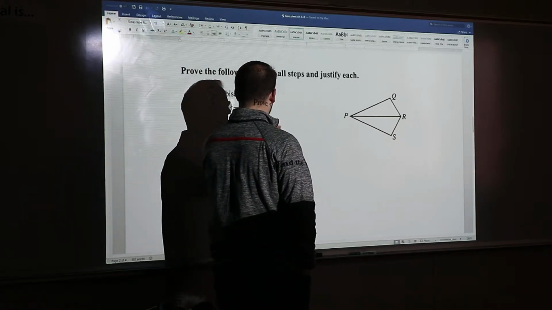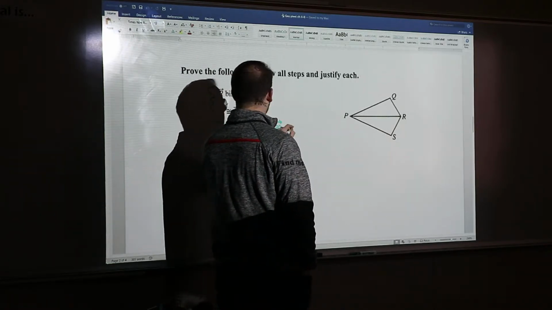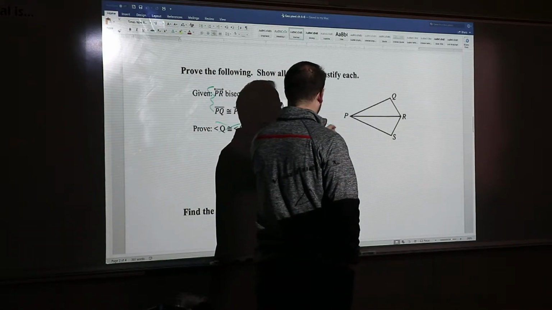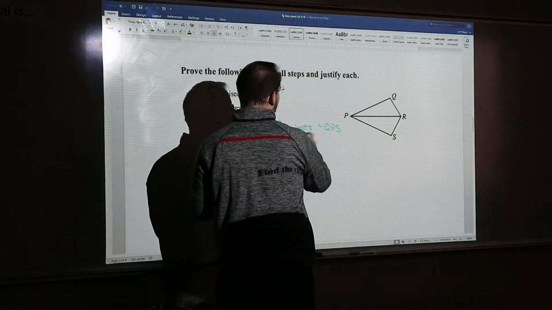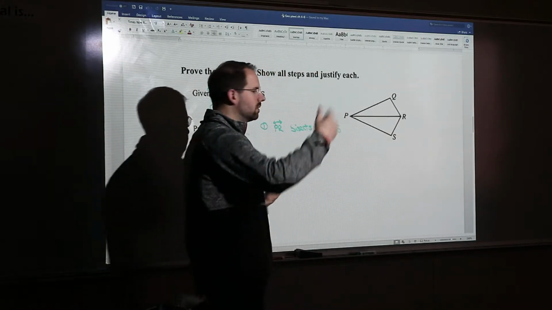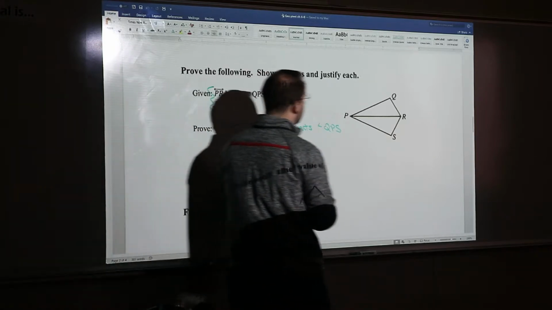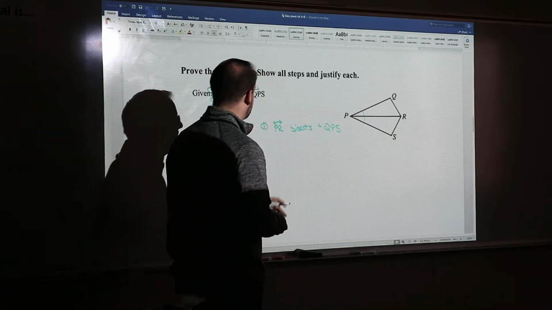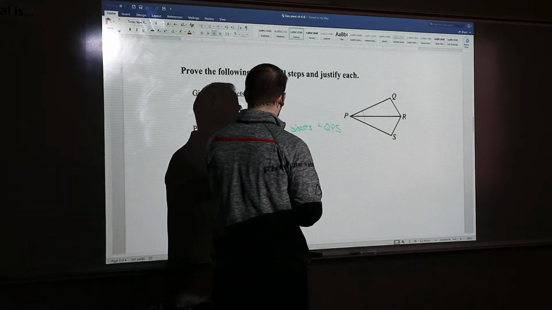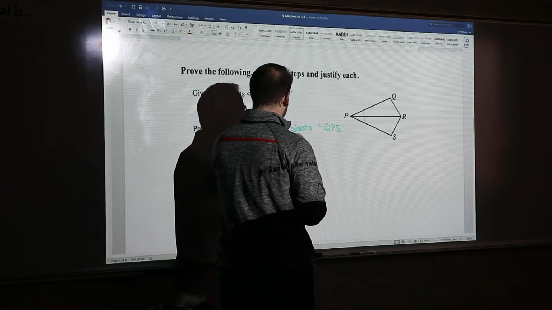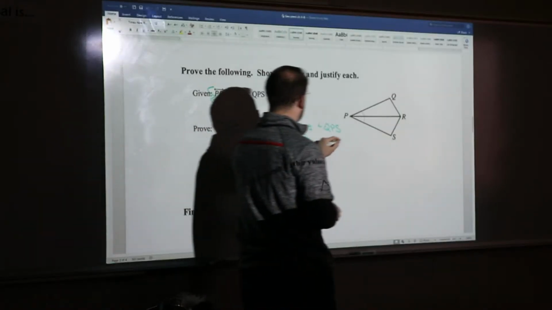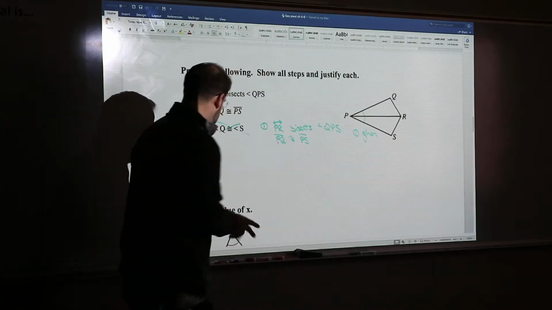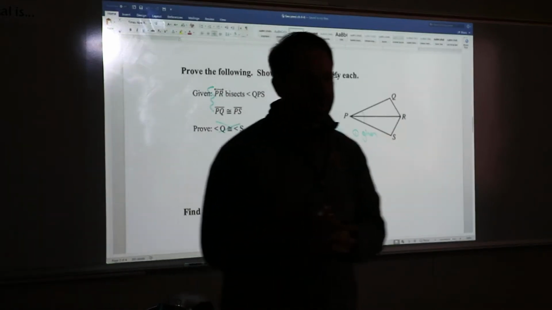We're given that PR, that line, bisects angle QPS. If this line is bisecting an angle, that means the angle's cut into 2 parts. You can probably see that, QPS. QPS is this angle, by the way. Q to PS is this angle. That angle's been split. We'll come back to that in a minute. The other thing that we're given is that PQ, the line, is congruent to PS, the line. And these are all our givens. Let's write that down. Sorry, I'm going a little fast.